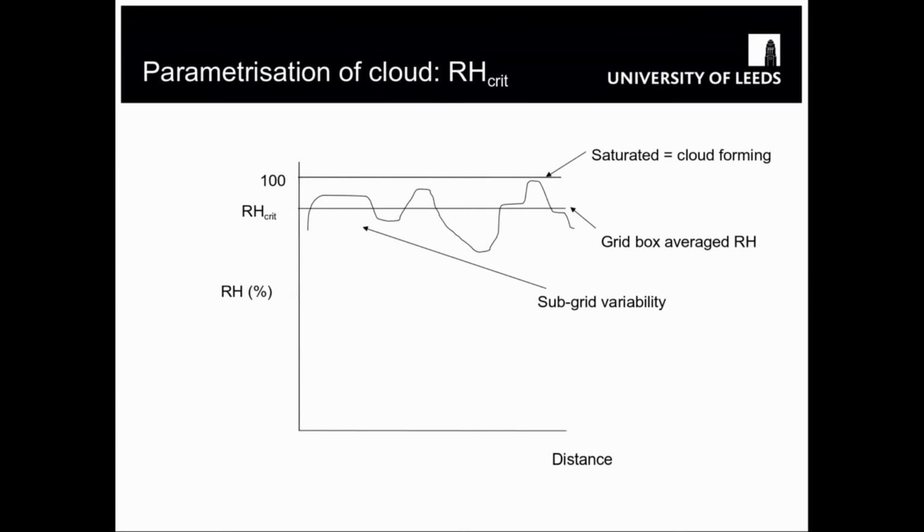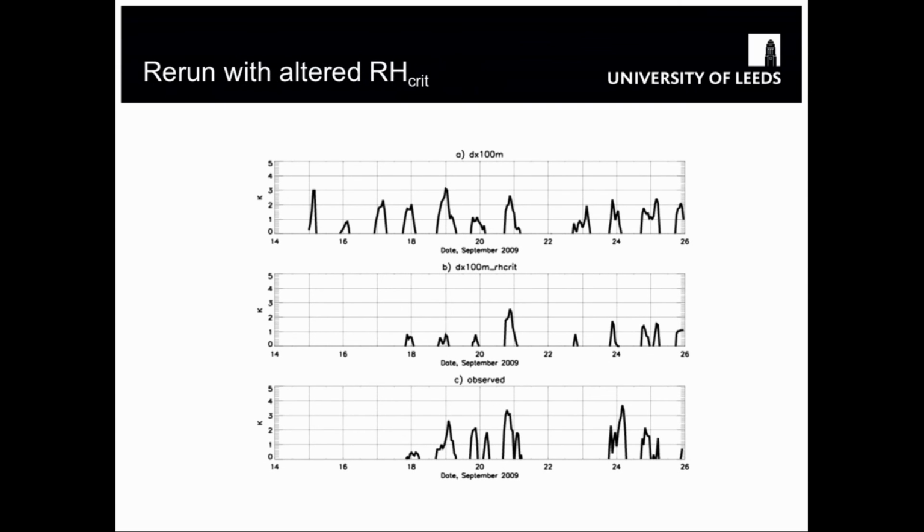Now, what you might expect is, as you move to higher resolution, you're capturing more of this variability anyway, and therefore that RH crit value should become higher as you go to higher resolution, because you've already captured more of the subgrid variability. So that's what we did in the initial model setup. But when we did that, we saw that we didn't get enough cloud, and therefore we ended up with too much cooling. So these are the cold pools that formed originally in the 100-meter model, and you can see we had far too many cold pools compared to the observations.